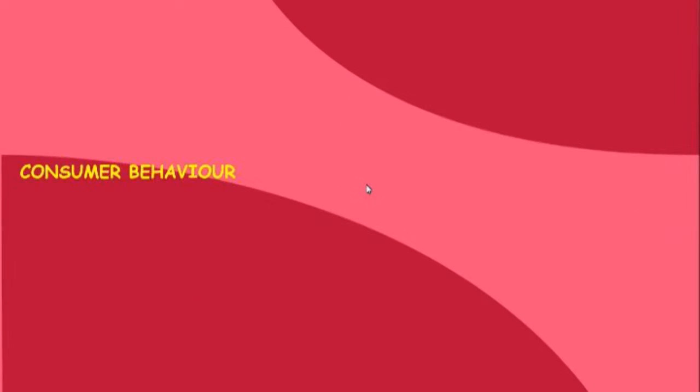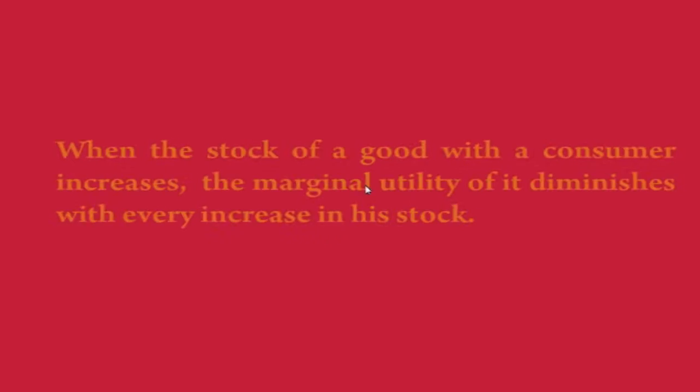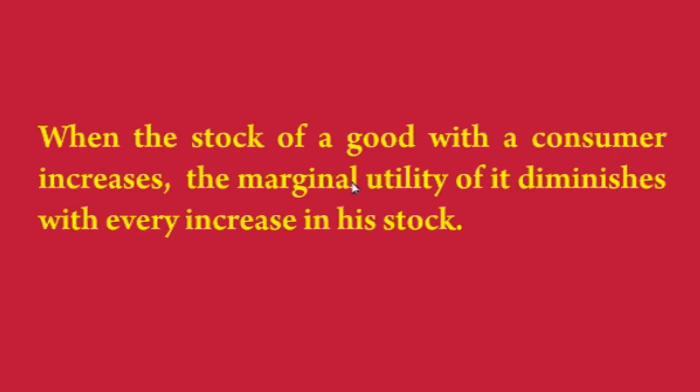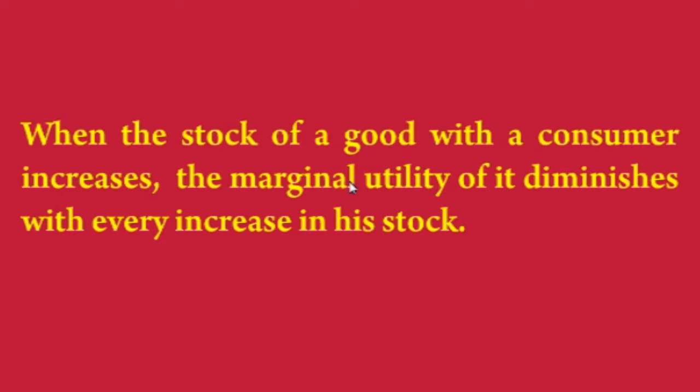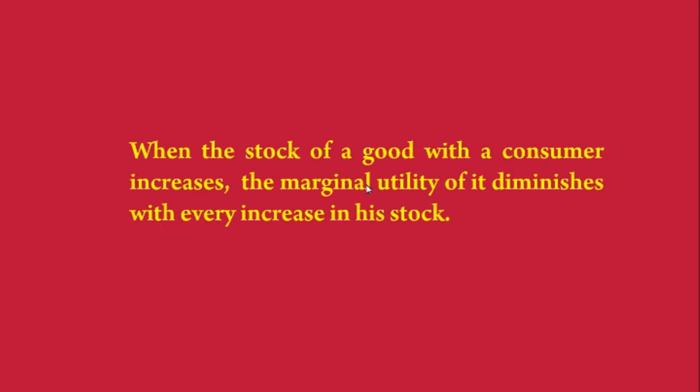One of the earliest laws that describes consumer behavior is the law of diminishing marginal utility. It says when the stock of a good with a consumer increases, the marginal utility of it diminishes with every increase in his stock. We shall try to understand this law with the help of an example.